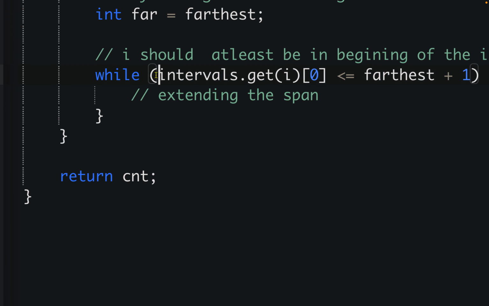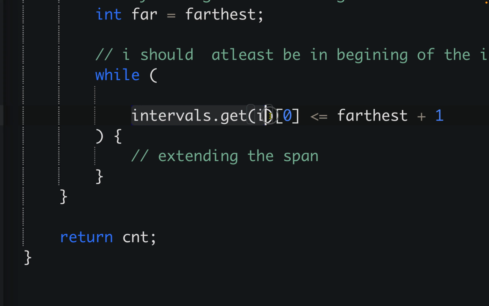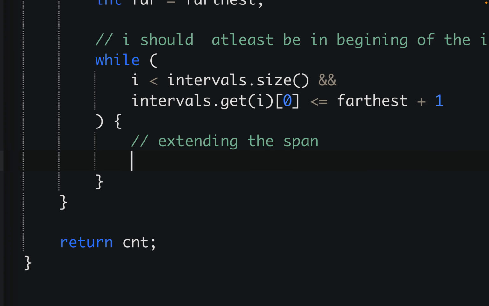Again, a few syntax and corner cases. If I'm getting it directly by I, I should make sure that I is less than intervals.size, else it would give me an index out of bound exception. Now cool, I'm planning to extend, that's a good one, and that's what we are looking for. So that means the farther I can go should extend. It would be the maximum of currently how far I can go and how far this interval can get me.